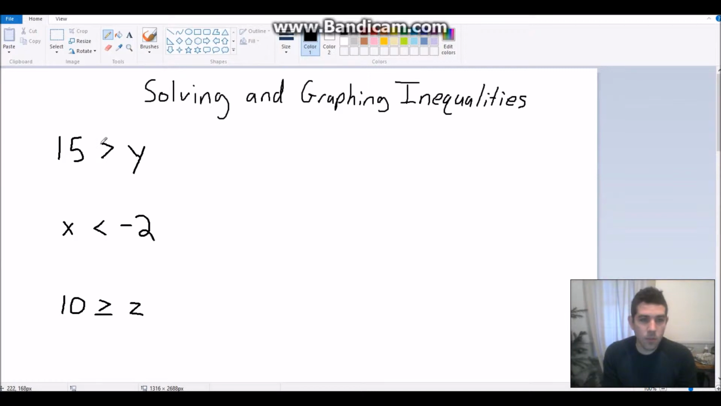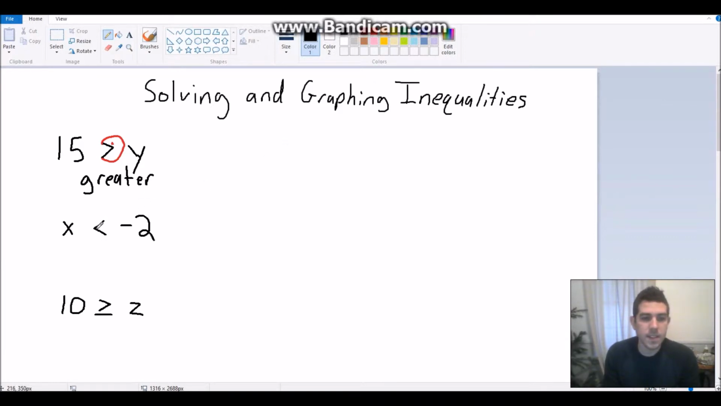So when you see this little sign here, I always think of it as like a Pac-Man, and whoever it's trying to eat is the greater or larger number. So here we would say 15 is greater than y. If it helps you, go ahead and draw a little Pac-Man on it so you can see it. Alright, you see him eating the 15? So that means that 15 is greater than y. We don't know what y is, but whatever it is, 15 is greater than it.